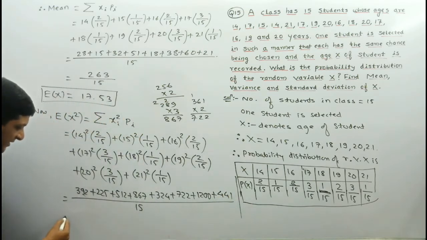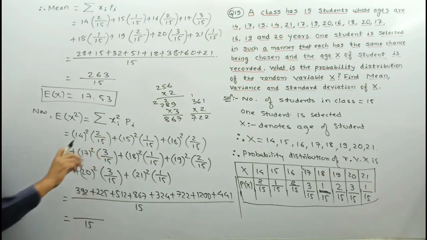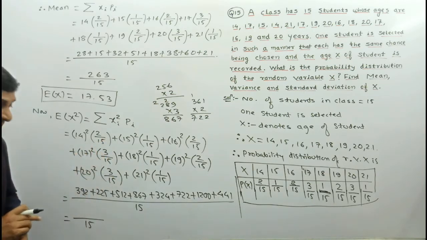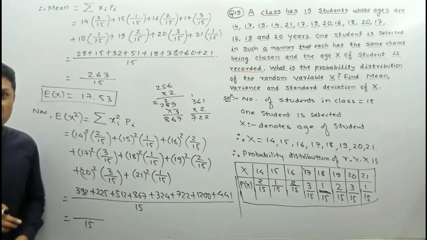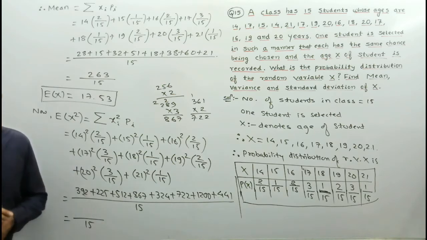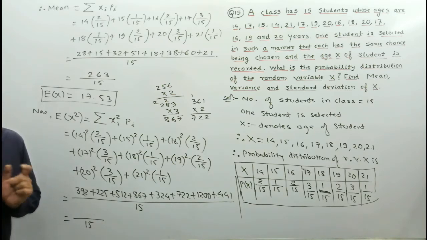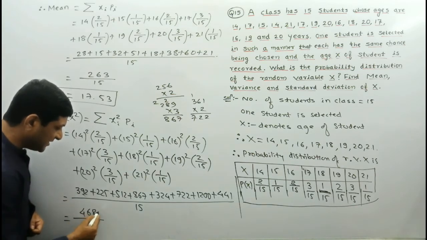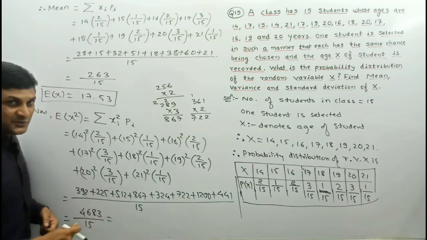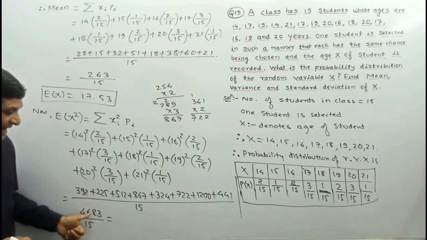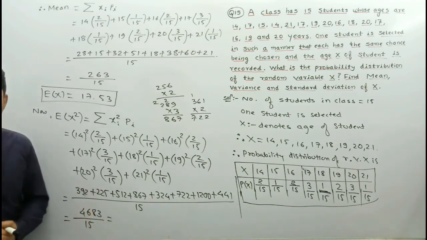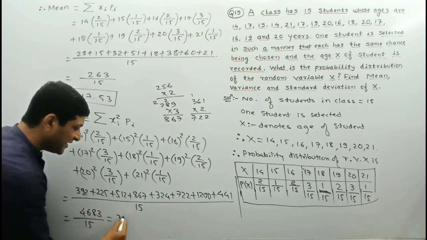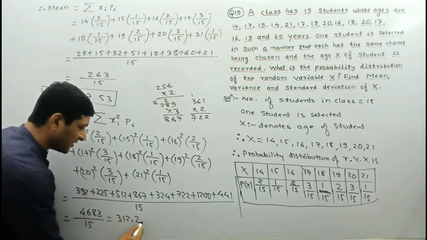Now the denominator we keep as it is, and simply we have to take the addition of all the numbers in this numerator. Hope all of you are able to perform this addition yourself also, and this addition will be equal to 4683. After finding this addition, let us perform this division and check whether the value of the division will be equal to 312.2 or not.